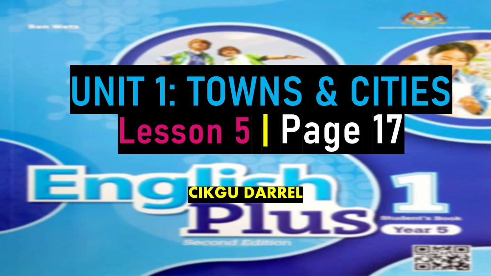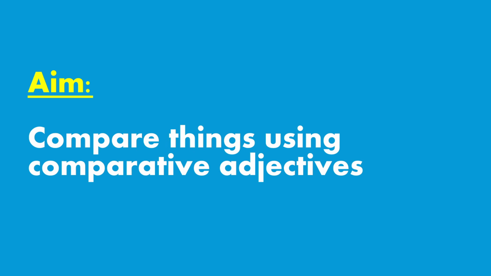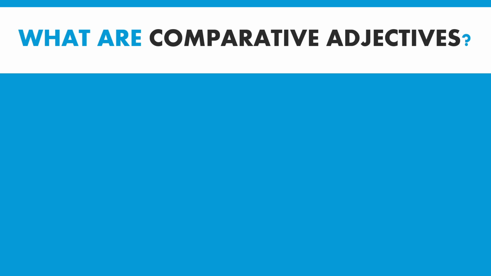Today we shall continue on Unit 1 Towns and Cities, Lesson 5, which will be on page 17 of your student's book. At the end of this lesson, you should be able to compare things using comparative adjectives. I bet you might question, what are comparative adjectives?